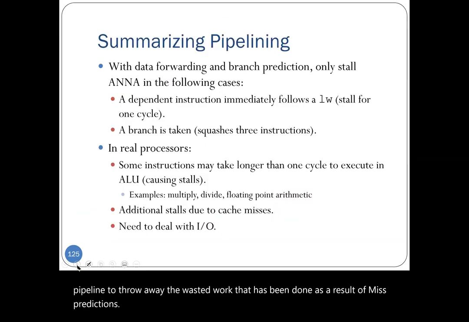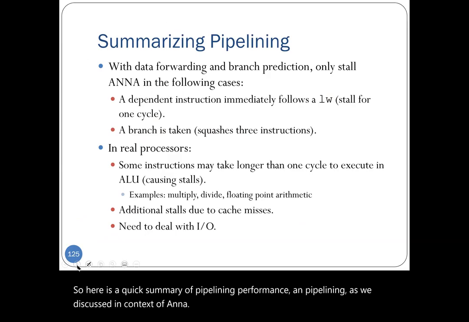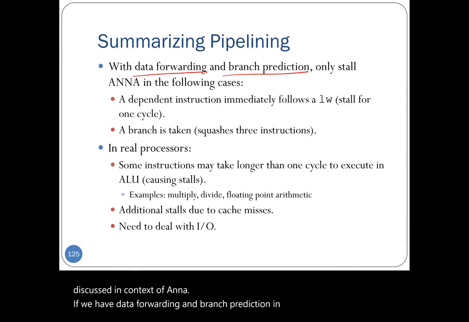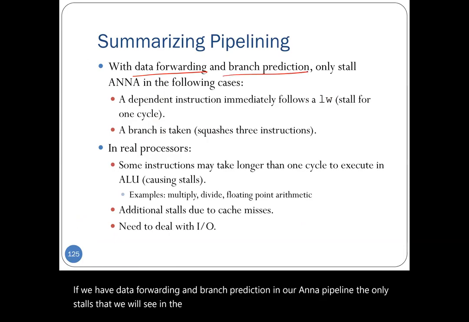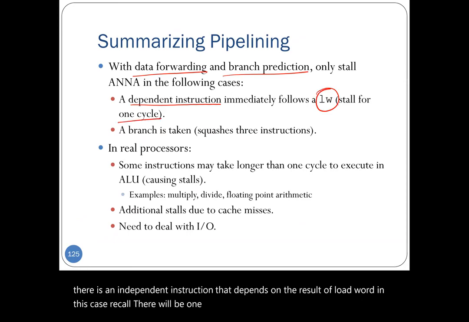So here is a quick summary of pipelining performance and pipelining as we discussed in context of ANA. If we have data forwarding and branch prediction in our ANA pipeline, the only stalls that we will see in the pipeline would be in the following two cases. First, there is a dependent instruction that depends on the result of load word. In this case, recall, there will be 1 cycle stall because load word will get the data in the memory access stage, not in the execute stage.